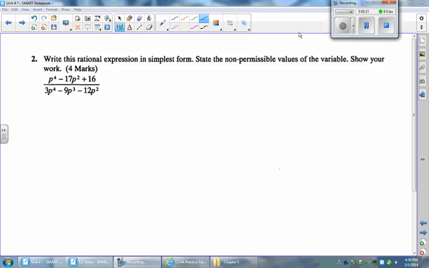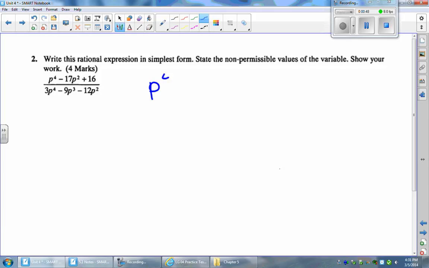So if we look at the top, we have p to the power 4 minus 17p squared plus 16. The first step here is to factor, but this doesn't look like the normal factoring that I do. It has a p to the power 4, a p to the power 2, and then a constant term. What you'll notice is this is very similar to a PSA question. You can actually use PSA here. It's just that instead of p, you're using p squared. So let's take a look at this.